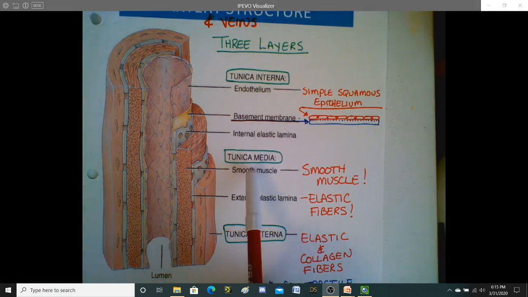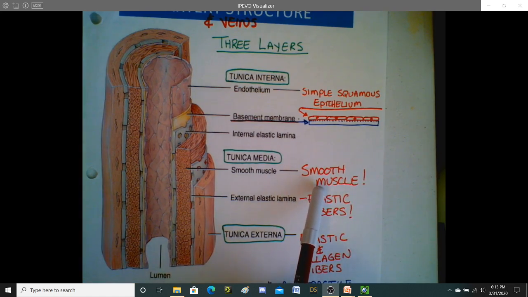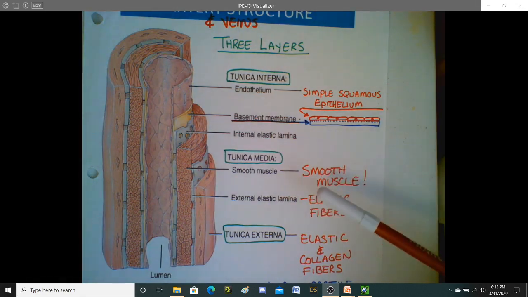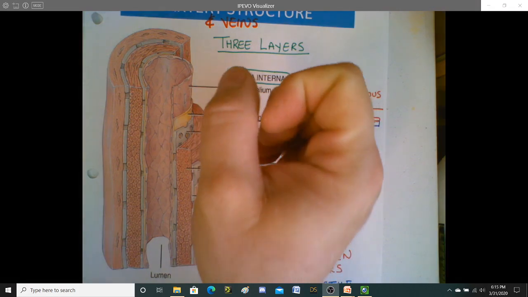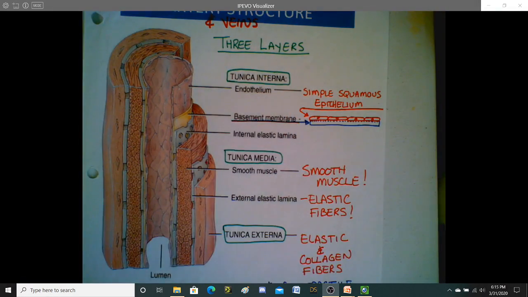The middle layer is called the tunica media. Media means middle. And this is where all of the smooth muscle is. Now, this is rather thick in arteries because arteries can vasoconstrict and vasodilate. And it's rather thin in veins. Veins don't have a lot of muscle. They're under very low pressure, so they don't really need the same structure, but they still have this layer of muscle. So with this layer of muscle, we can squeeze down and constrict or open up and dilate that blood vessel.